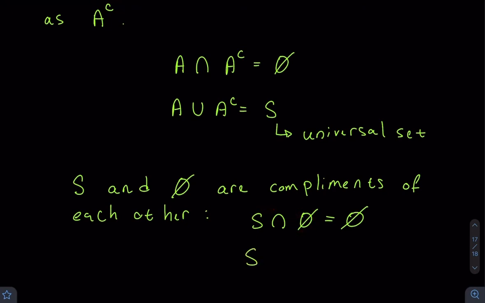But their union is the universal set, because we're taking all the elements in S or in the empty set, which will just be all the elements in S because the empty set has no elements.